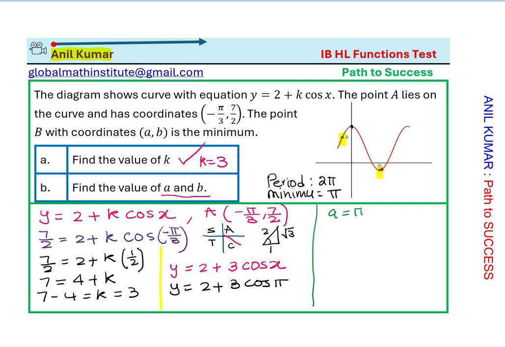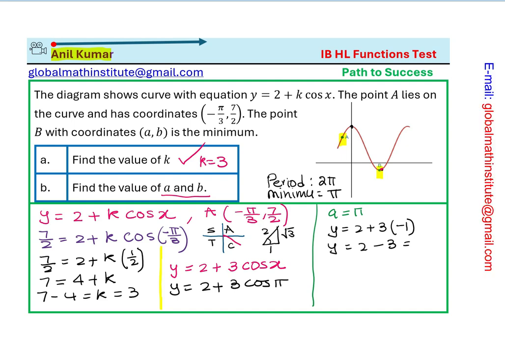So let's continue with this solution. y equals 2 plus 3 times cos of pi, and cos pi will be negative 1, right? So we get y equals 2 minus 3, which is minus 1. And that gives you the coordinate points of B, where the x value is equal to pi and the y value is minus 1. Is that clear to you? That is how we are going to solve this question.